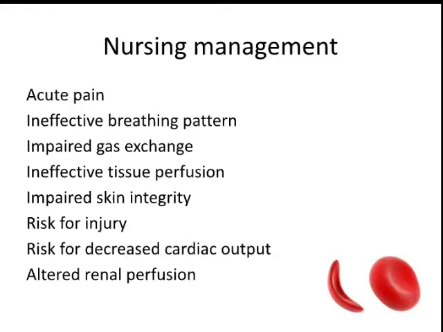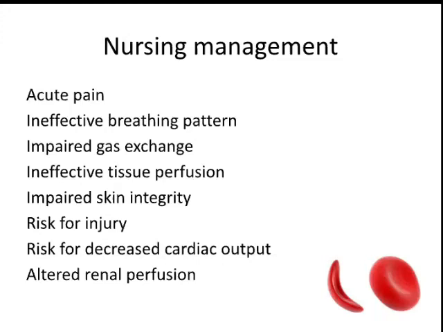So what is the nursing management? The patient is going to suffer with a lot of problems, so of course the list of diagnoses lengthens as per the patient's problems, but we will focus on the important prioritized diagnoses here. Acute pain, because when the patient comes with a vaso-occlusive crisis, the patient will have severe pain. Ineffective breathing pattern and impaired gas exchange because of acute chest syndrome and pulmonary hypertension.